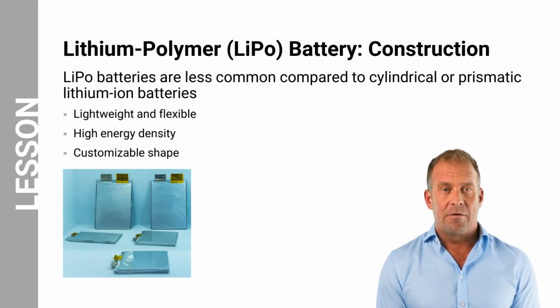Let us now look at another battery type, which is lithium polymer. These batteries are less common in mainstream BEVs compared to cylindrical or prismatic lithium-ion batteries. Lightweight and flexible: their polymer electrolyte allows for a thinner, more flexible design compared to liquid-based batteries, potentially saving space and weight in BEV battery packs.